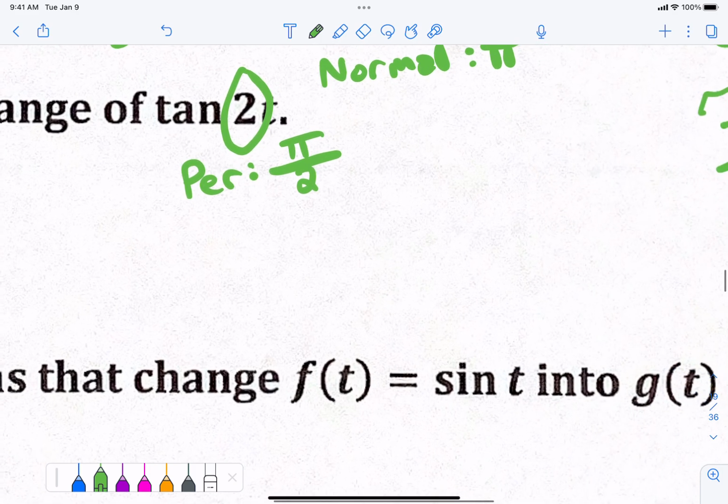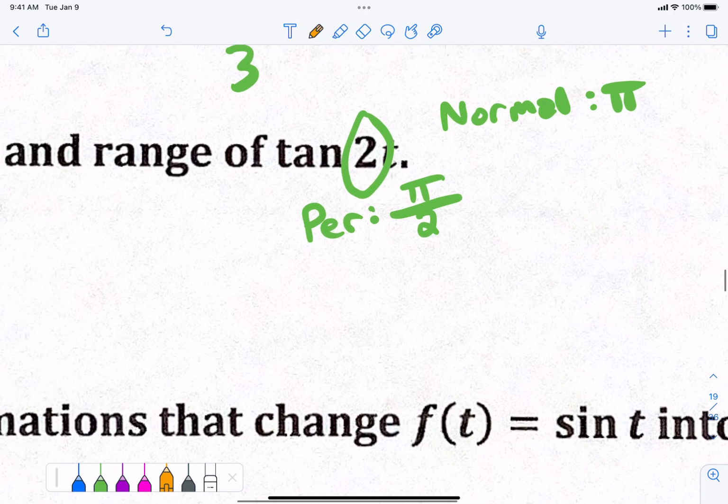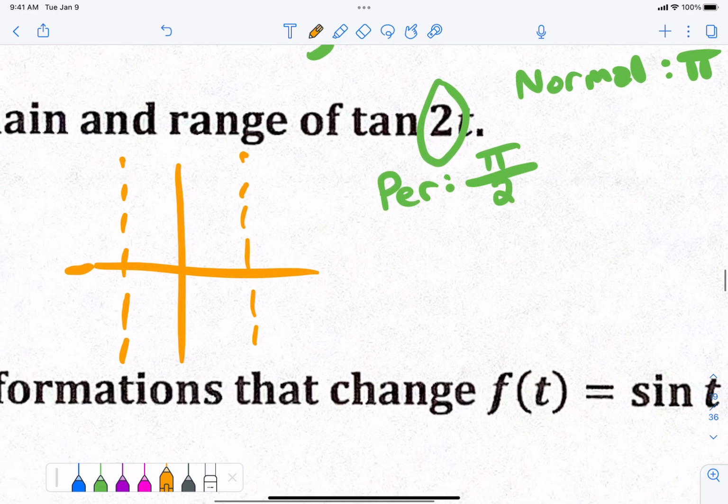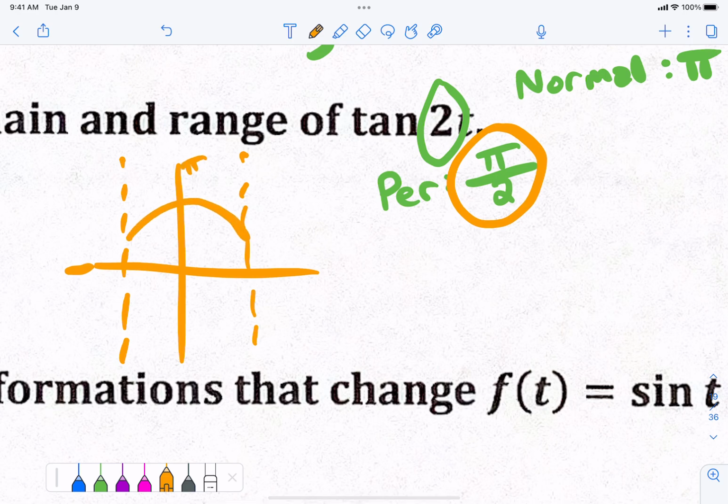Alright, so when I graph tangent, I'm going to do a little rough sketch of it. Normally its period is pi, so it goes from negative pi over 2 to positive pi over 2, right? But if its period is pi over 2, that means from here to here is a distance of pi over 2.